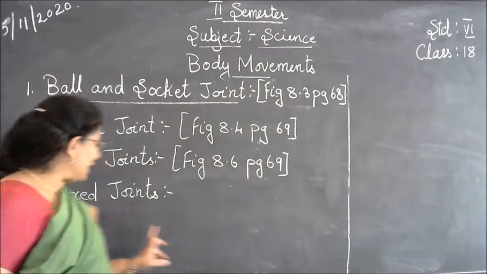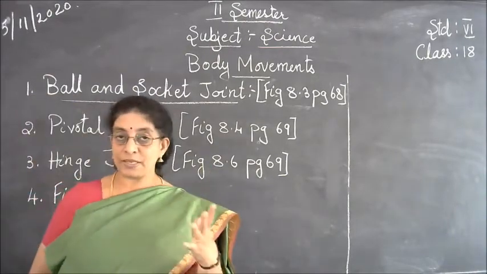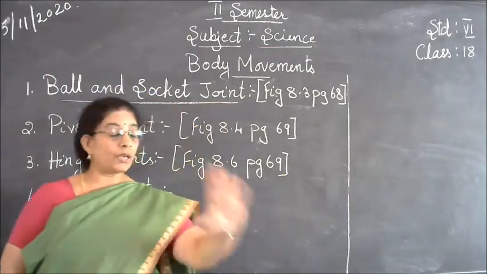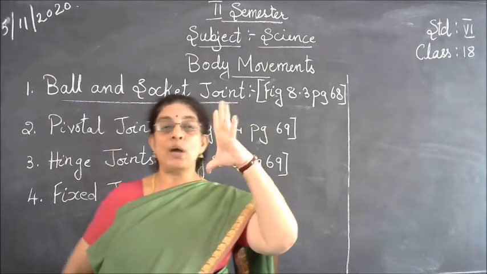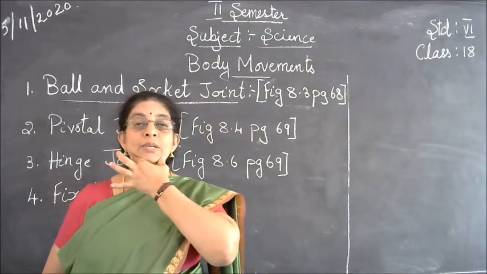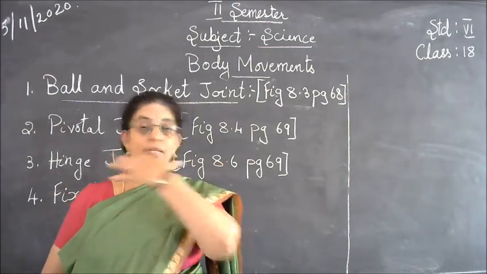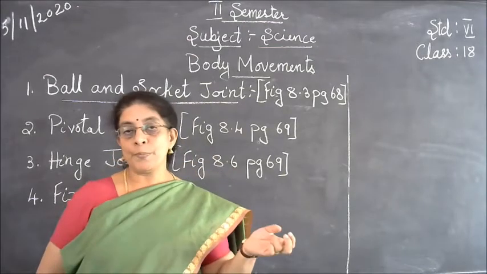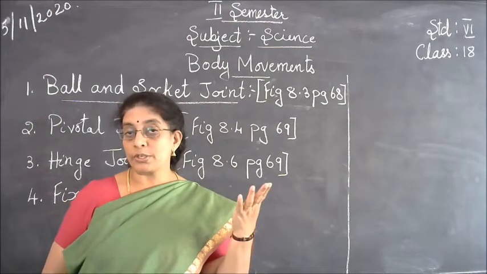And then the last one is the fixed joints. The fixed joints are in your head portion. Now when you open your mouth wide, only the lower jaw you can shake in whichever direction you want, either left or right. Try to move your upper jaw. It is not possible. Why is it not possible?